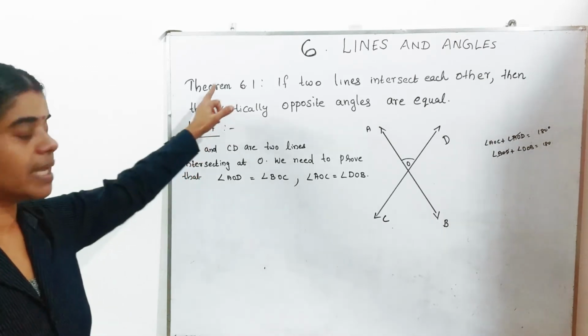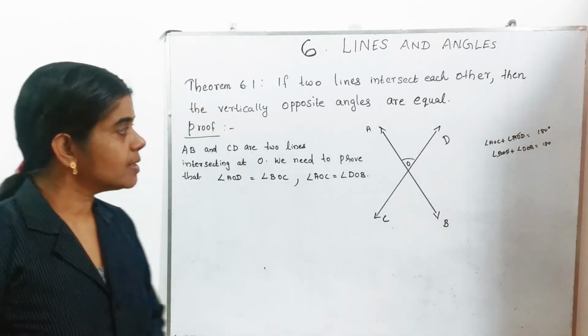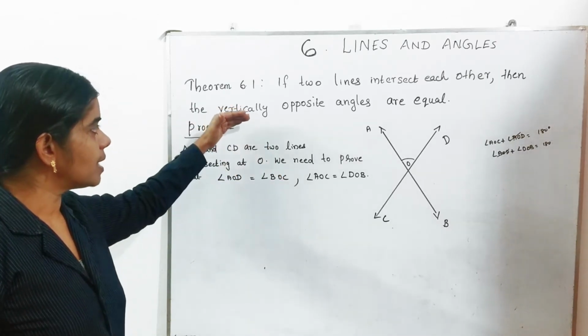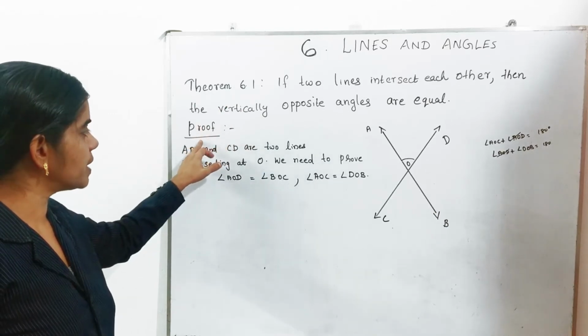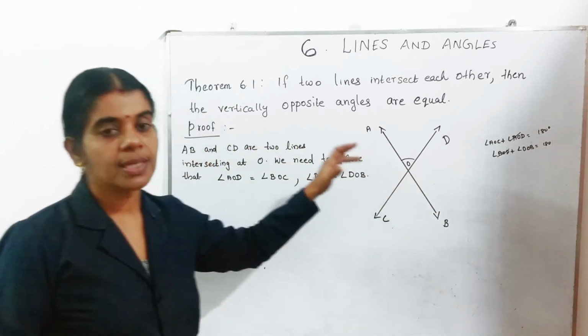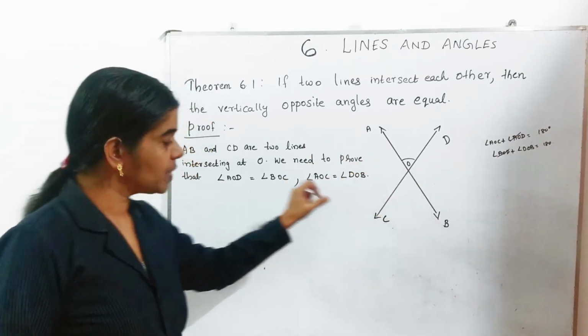Here, this is the theorem. If we are saying theorem, it means proof is also needed. How do we write a theorem, and how are we proving it? First, we write the proof. Then any diagram also we want to write. First we are just describing the given diagram.